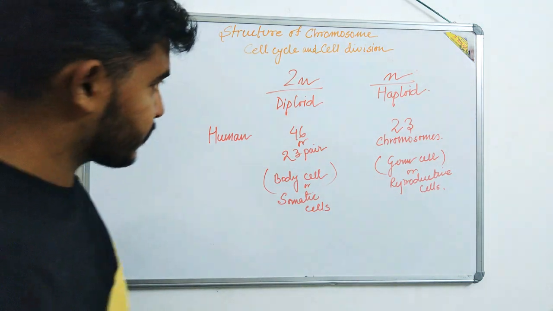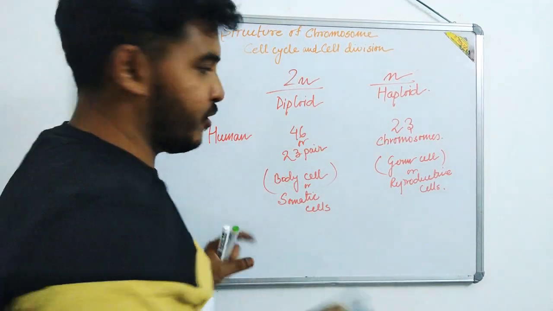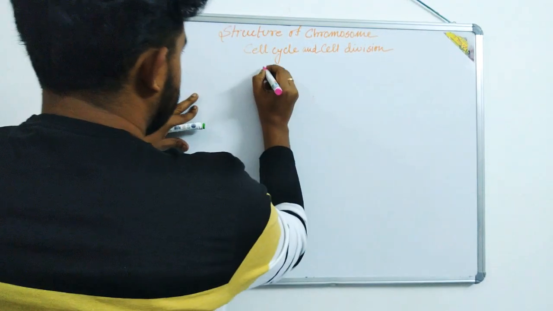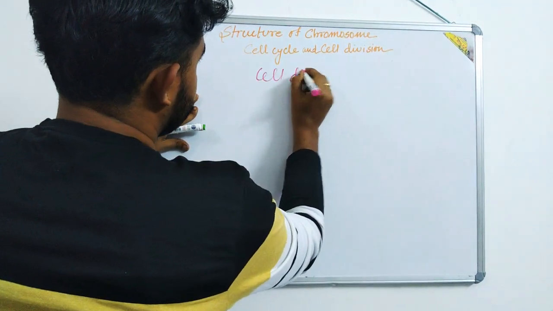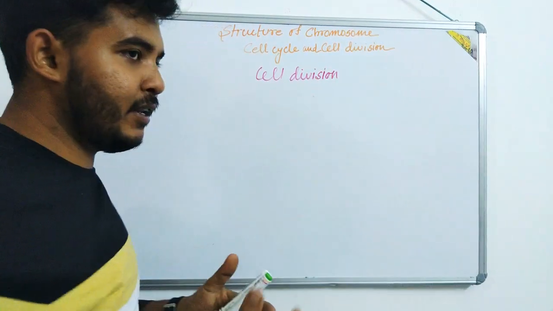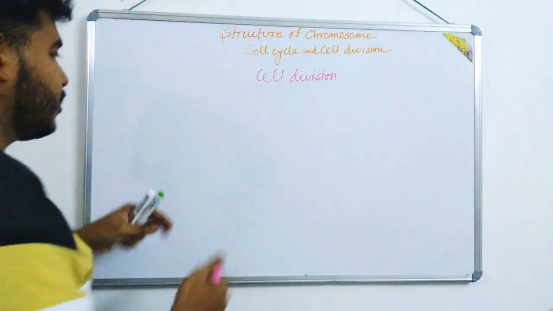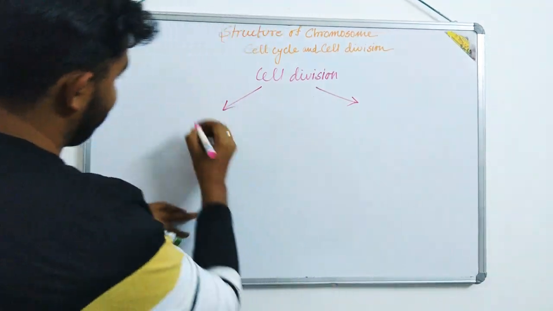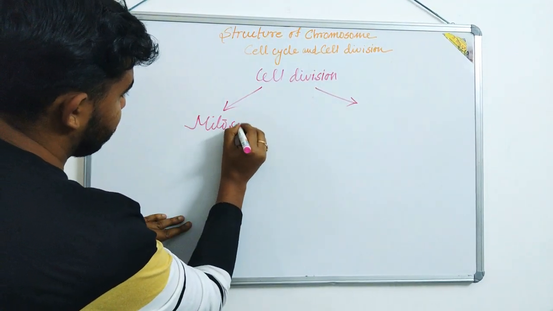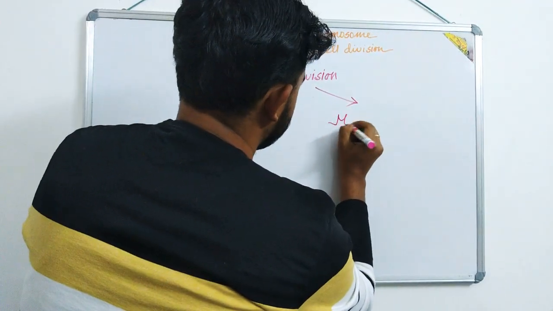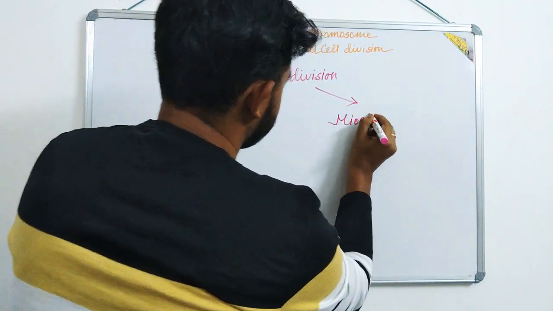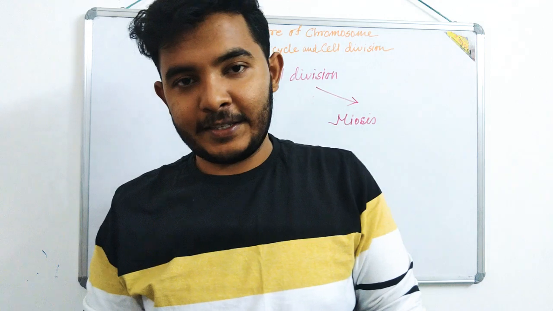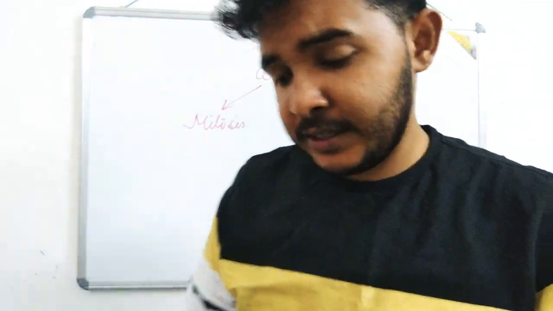So what is the cell cycle? First go with cell division. Cell division means from one cell it will form another cell. Okay, so in biology there are two types of cell division. One is mitosis, and another one is meiosis. What is mitosis? What is meiosis? Mitosis is the division of somatic cells. Very simple, very short ways you can remember.